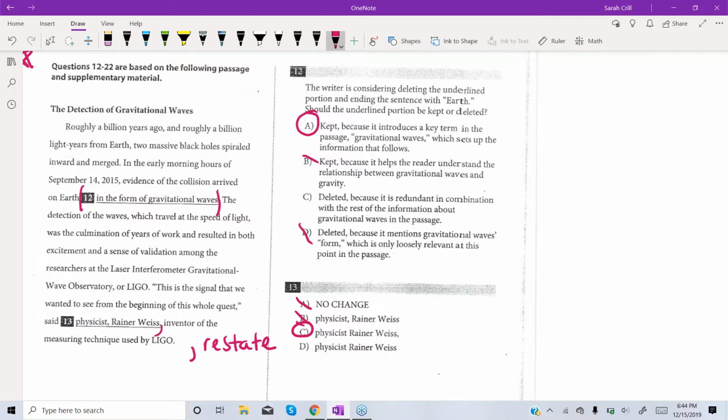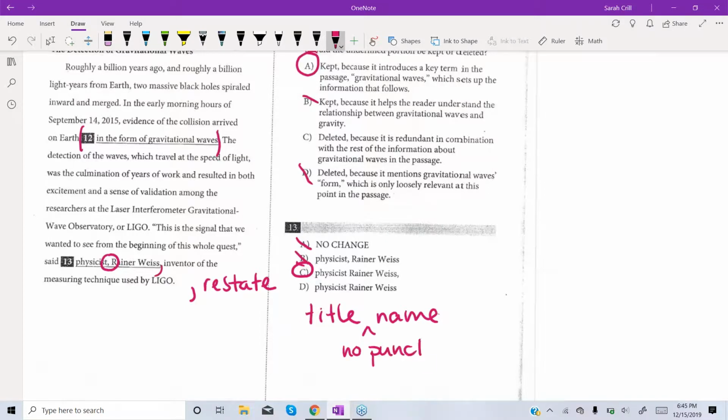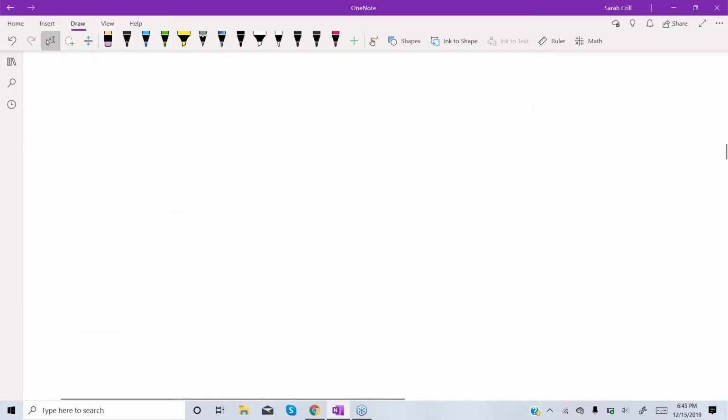Another reason why we wouldn't want a comma here. Something else you should know, whenever they state a title and then the name of the person with that title, there will never be any punctuation separating them from each other. No punctuation. So you might think it would say physicist, comma, Rainer Weiss. No, they actually don't have anything like that. Or, for example, Kathy, biologist at this institute, there would be no punctuation separating the title and the name. Okay. Let's move on.